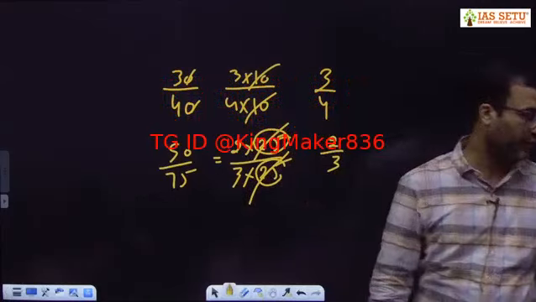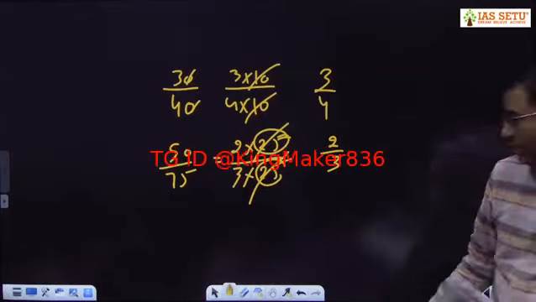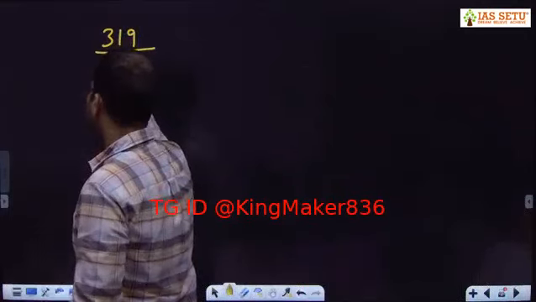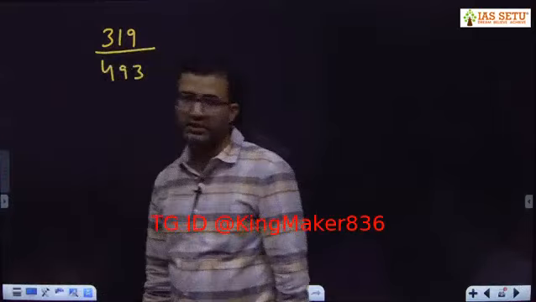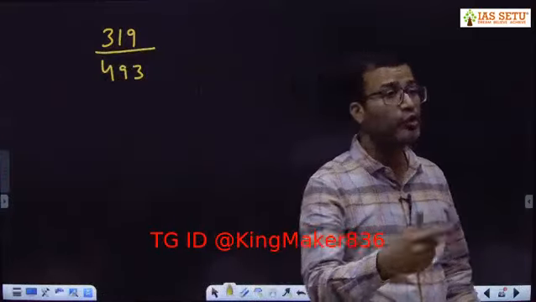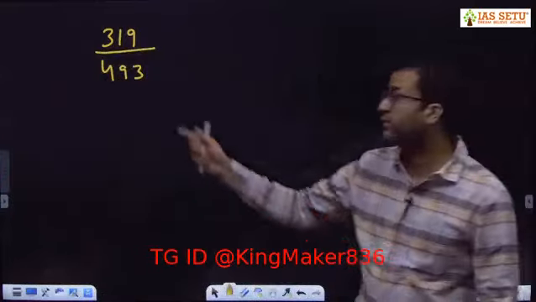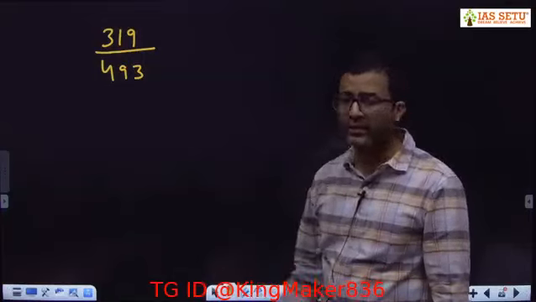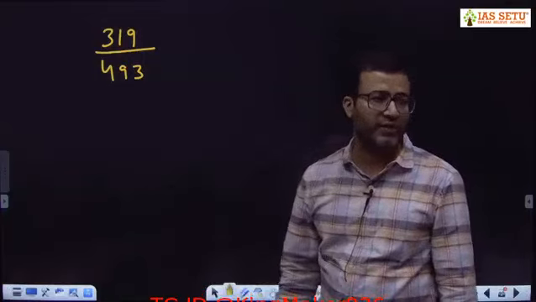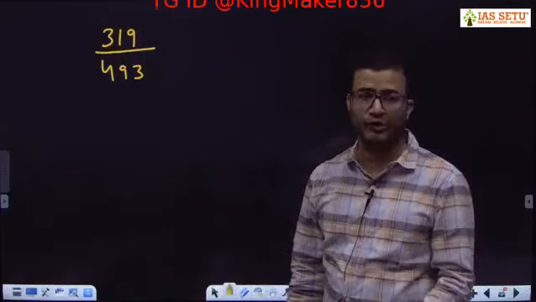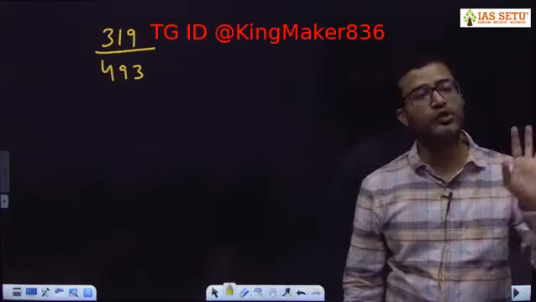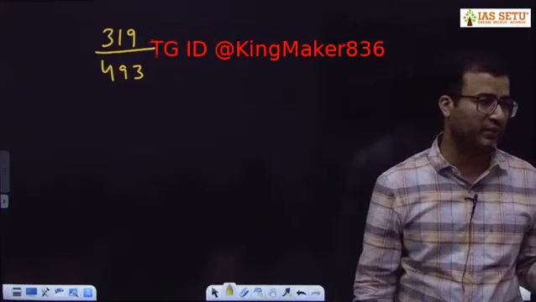Okay, just wait. Now we have to simplify 319 upon 493. Here your school method will not help. Why? Your school method will say, can we take 2 common, cancel out? Can we take 3 common, cancel out? Can we take 4 common, 5 common, cancel out? It will be time consuming. So the concept behind simplification is common factor or highest common factor.